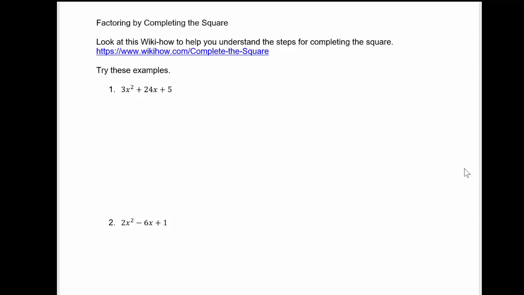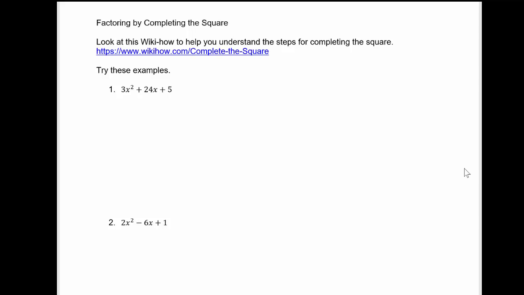In this video, we are going to talk about how to factor by completing the square. Completing the square is very useful for several different things in math.